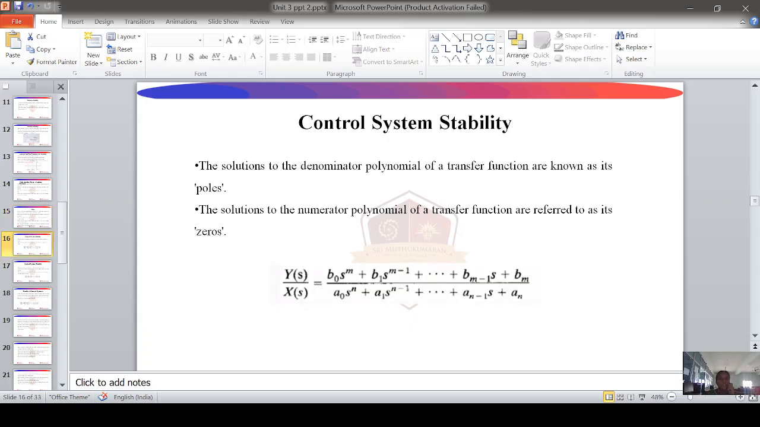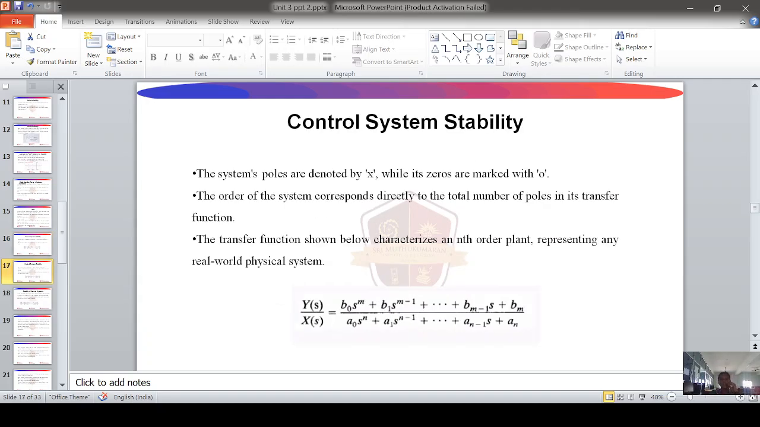Then control system stability. The solutions to the denominator polynomial of a transfer function are known as its poles. The solutions to the numerator polynomial of the transfer function are referred to as zeros. So poles are denoted as P1, P2, P3, and zeros are denoted as Z1, Z2, etc. When marked on the graph, poles are denoted by x, while zeros are marked with a circle. The order of the system corresponds directly to the total number of poles in its transfer function.